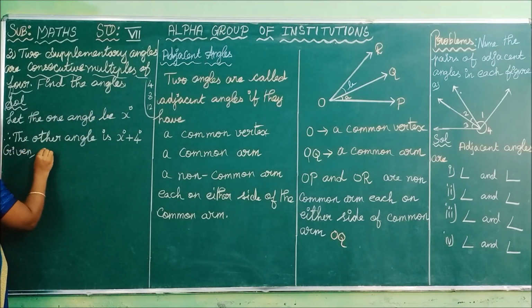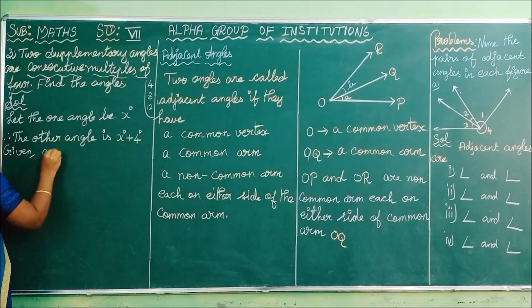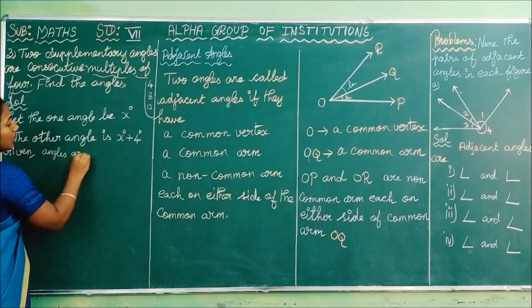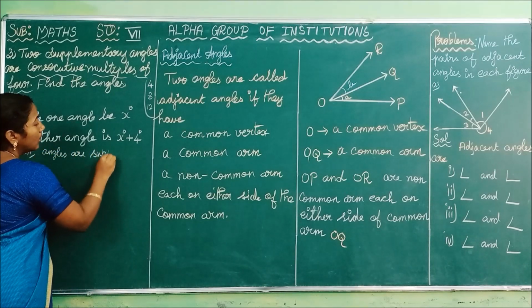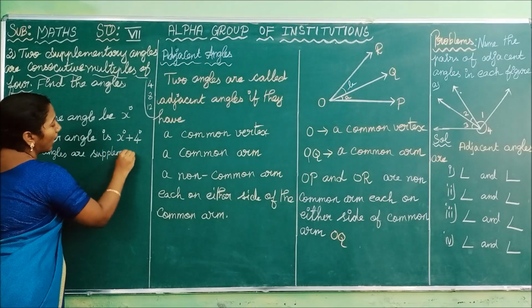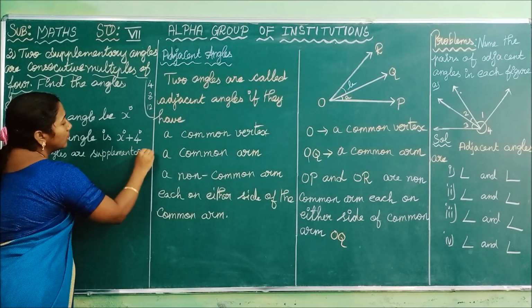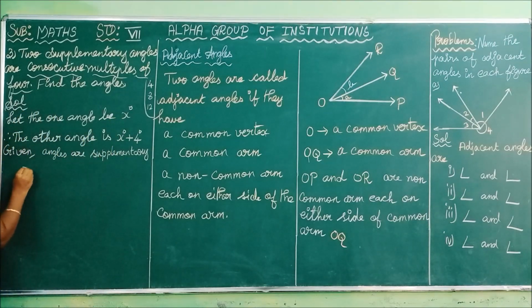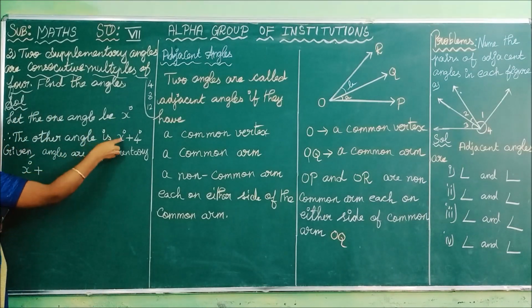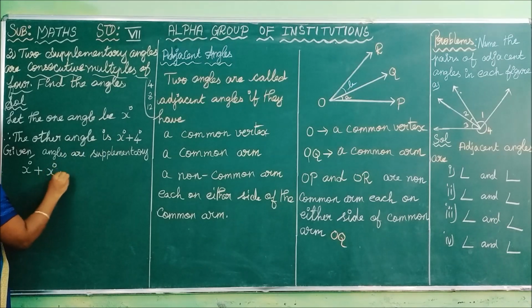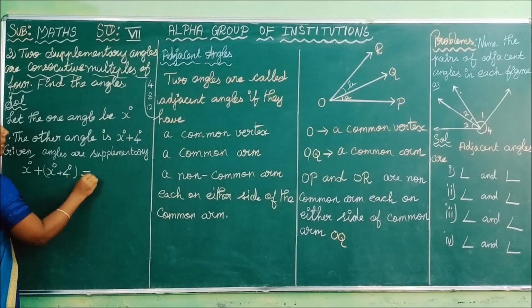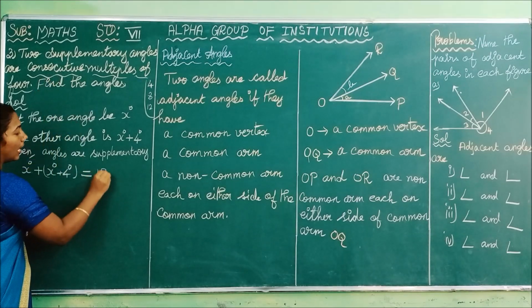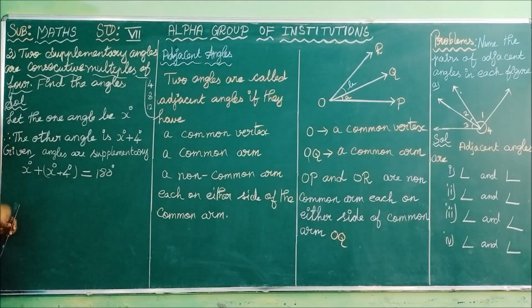Since the given angles are supplementary. Supplementary means what? If you add two angles, it gives the sum 180 degrees. So, what are the two angles? One angle is x degrees and another angle is x degrees plus 4 degrees. If you add these two angles, your answer is 180 degrees as per the data given in the question. So, we have to find the value of x.